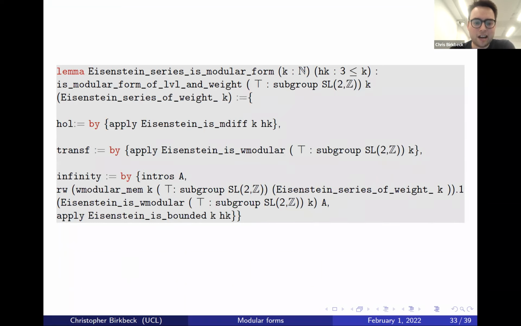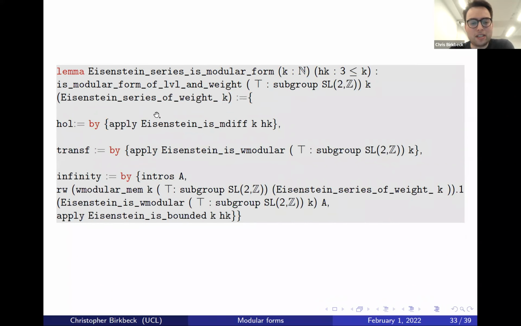This is what the proof that an Eisenstein series is a modular form looks like at the moment in Lean. It's not very well golfed, and I've written it out here to try and split up the 3 different bits. But this says an Eisenstein series is a modular form for k, some natural number of at least 3, and it's a modular form of level the top subgroup of SL2Z, so level SL2Z and weight k.